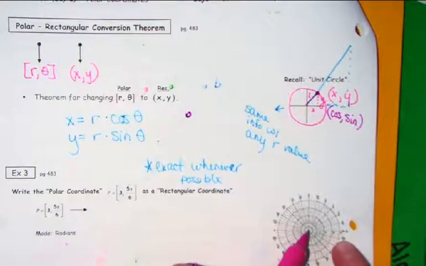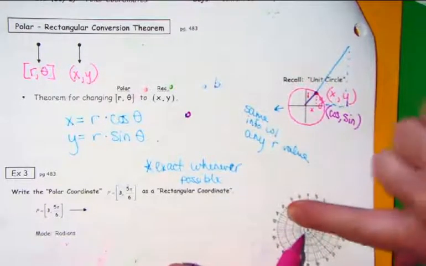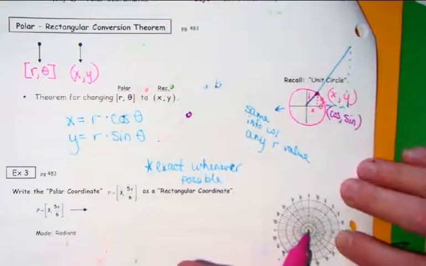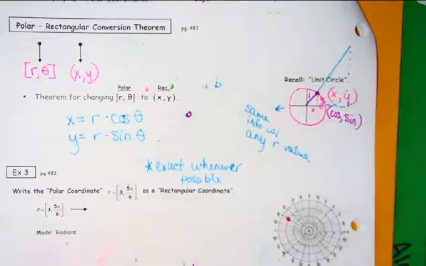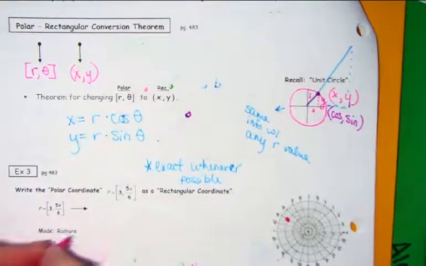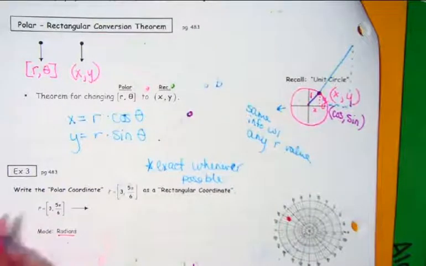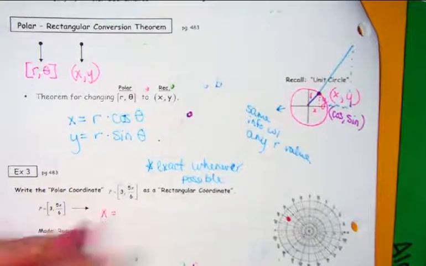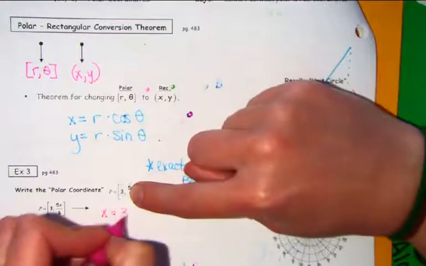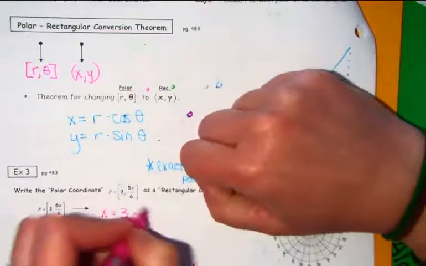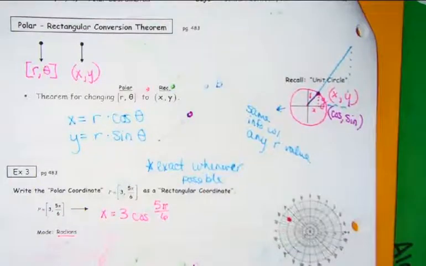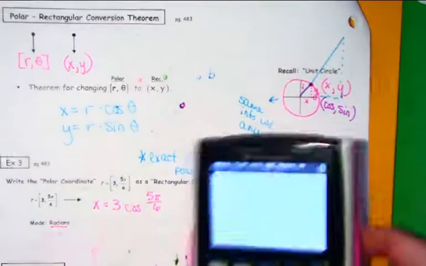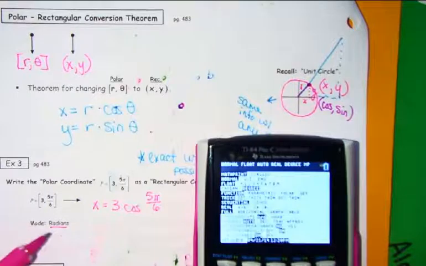So I rotate 5 pi over 6. I'm going to move to the third circle out. We're looking at a point right there. We're in quadrant 2. It's good to know. Radian mode tells us we're going to find our x by doing the radius, 3, times cosine of our angle, 5 pi over 6. Let's go to our calculator and see what we're looking at. Let's make sure we're in radian mode.